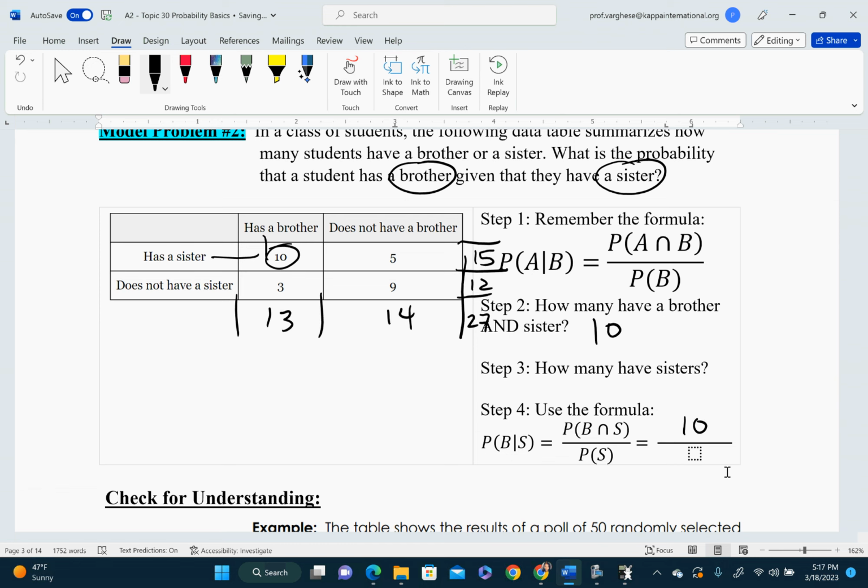And then we have to look at whatever is second, so after the word given is sister. So we're going to find the total number of sisters that there are. So has a sister, total number is 15. So 10 out of 15. And if I reduce that in my calculator, 5 goes into both. So that's going to be 2 out of 3. So that's my answer.